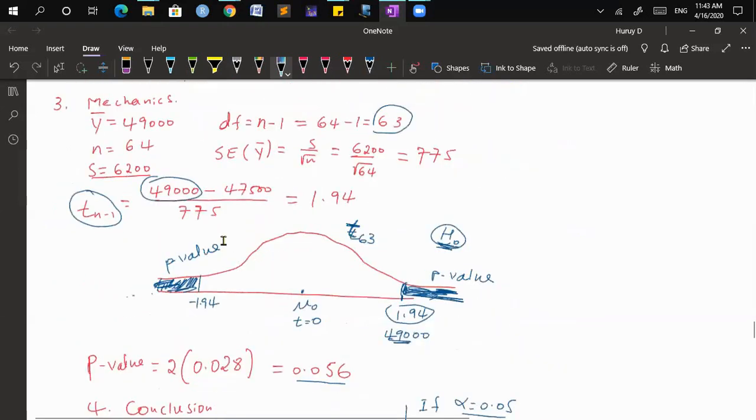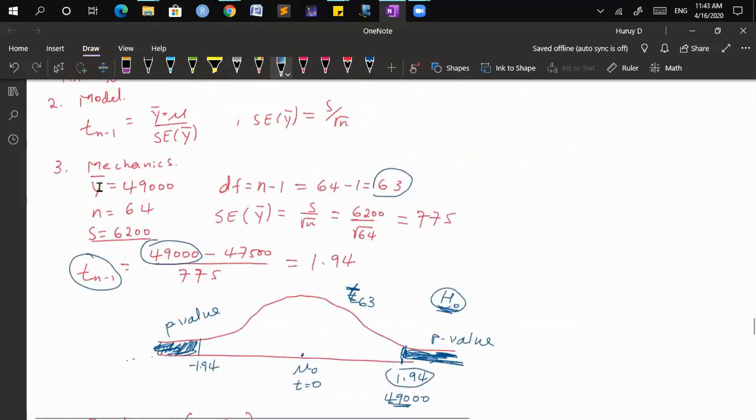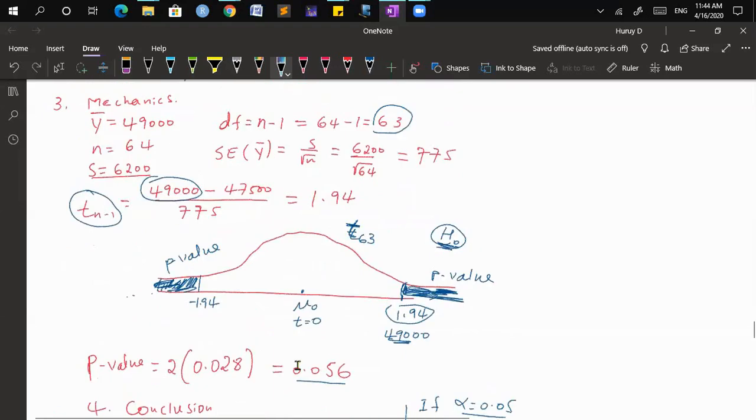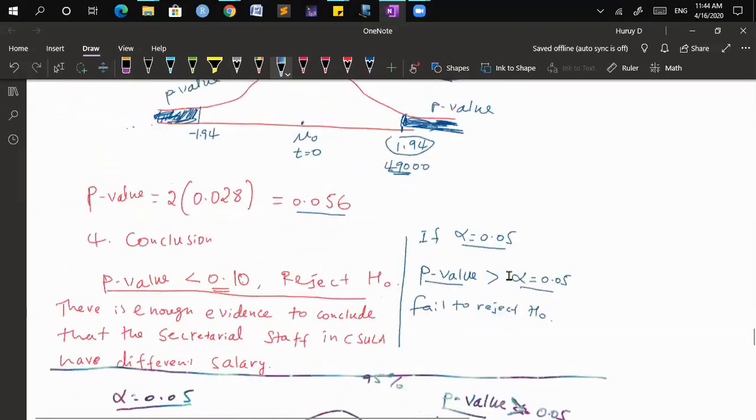The steps are: you start with y bar from your sample. You find the calculated t-value from your y bar, so this value is the standardized y bar. All of these are from the sample. And then using this, you find the p-value. So if you follow the steps, the p-value comes from the sample, which means from this y bar originally.